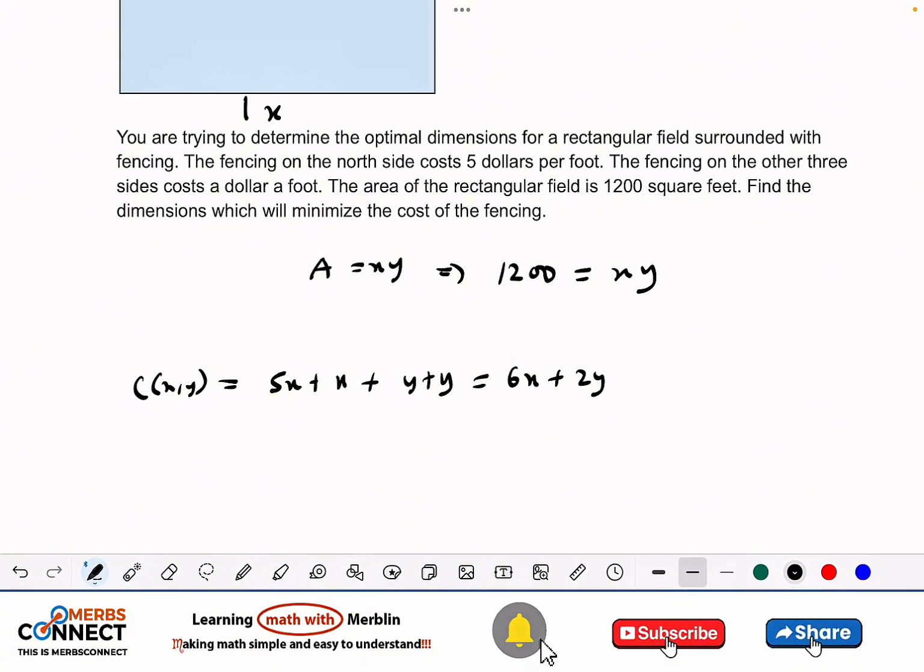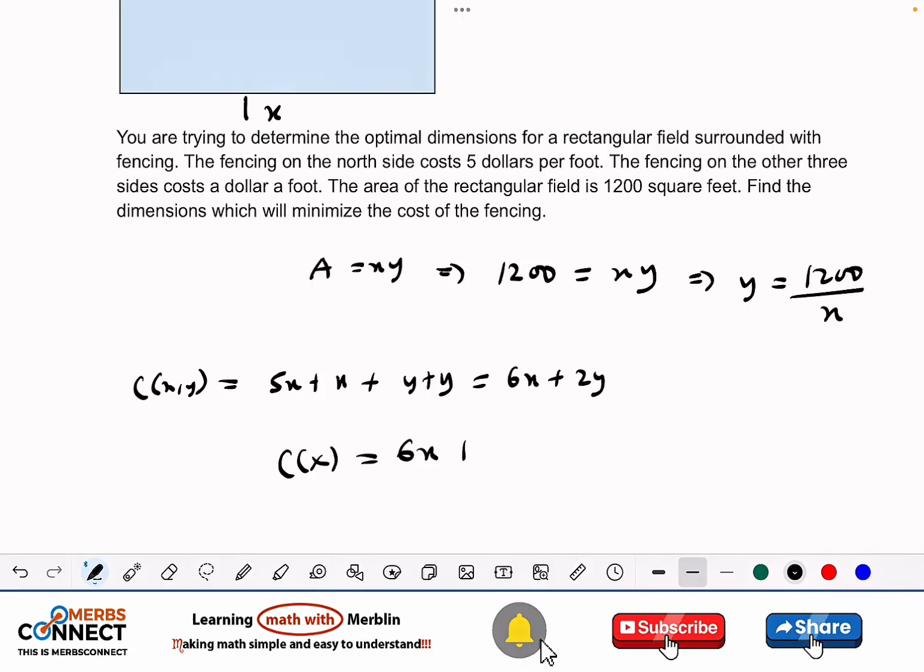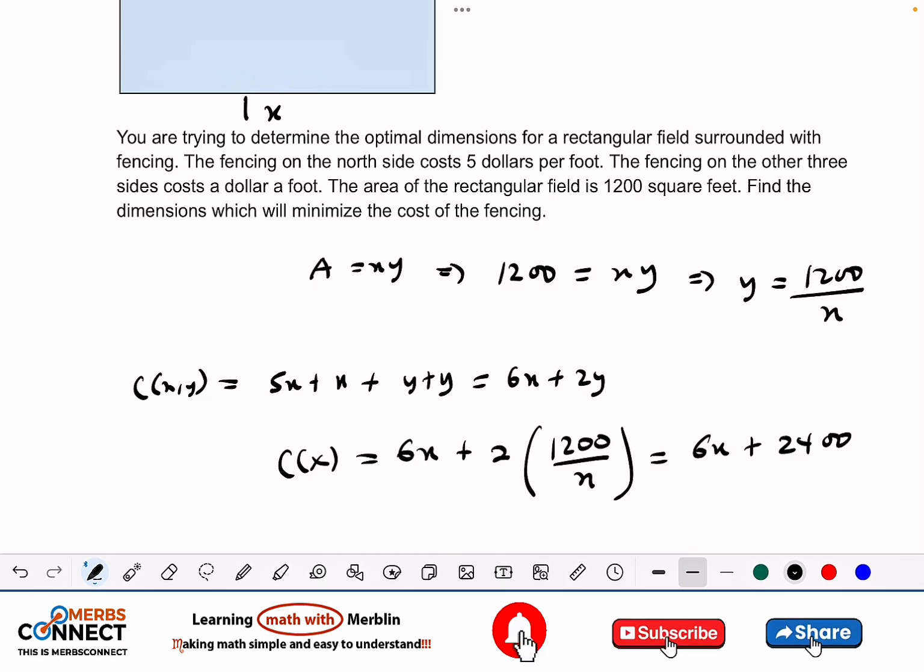So let's do that. When I divide through by x, I'm going to have y equal to this. So now I'm going to plug in this here, and now my cost function will be in terms of only x. So I'm going to have 6x plus 2 times this divided by x. When I multiply 2 by 1200, I'm going to get 2400. So I'm going to have 6x plus 2400 over x.